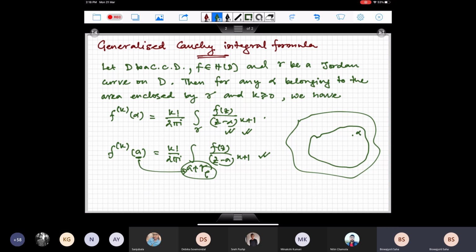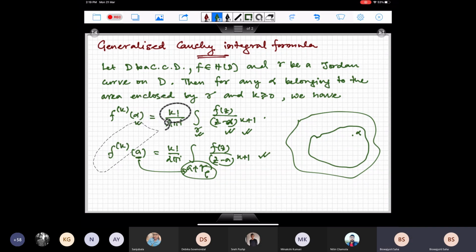Of course my integrand remains the same, which is natural, but my curve could be anything. It could be any Jordan curve, and my alpha could be any point lying in the area enclosed by this curve gamma. Are you able to see the difference now clearly? Yes, sir. So that's why now we have the generalized Cauchy integral formula in the most general form that one can expect.